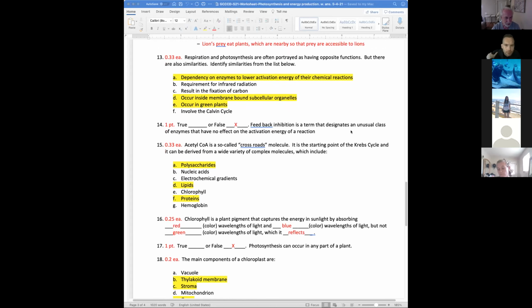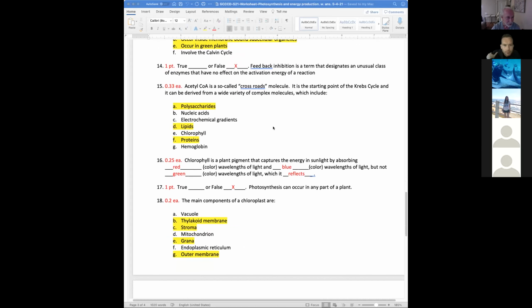Feedback inhibition is a term that designates an unusual class of enzymes. No, that's not true. We've talked about feedback inhibition as a type of regulatory mechanism.